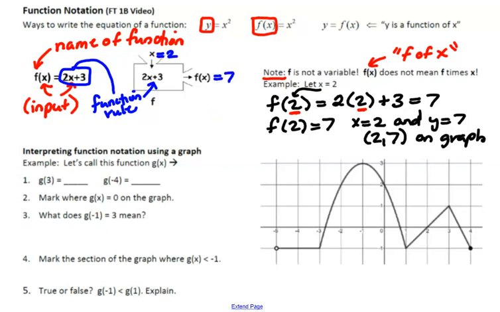So think of a function as a little box that has a rule in it, and we put something in and we get something out. And no matter what, whenever we put something in, it's only possible to get one unique value out, or else it's not a function.